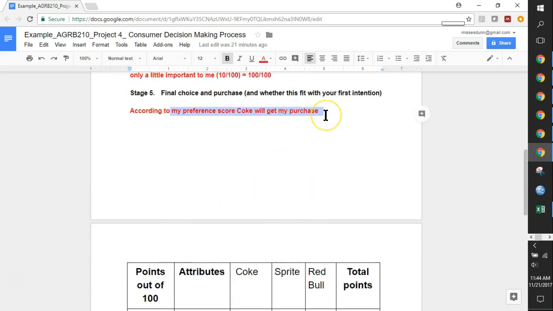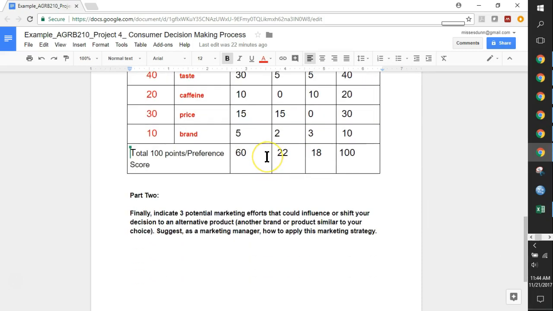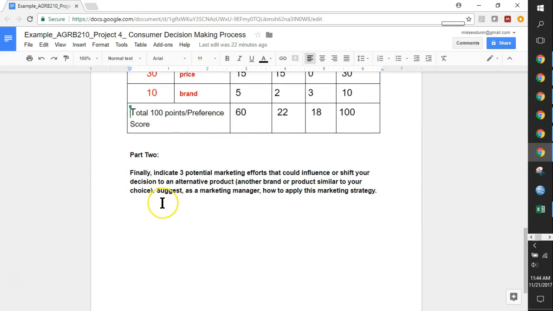after I decide on my purchase, sometimes students, we want to purchase something, but something gets in the way, or we're just human beings and sometimes we change our mind all of a sudden. So this could totally happen. It doesn't mean that your preference score always wins. So the last thing you want to do is indicate 3 potential marketing efforts that could influence or shift your decision to take a different product. Think about it from the business point of view.